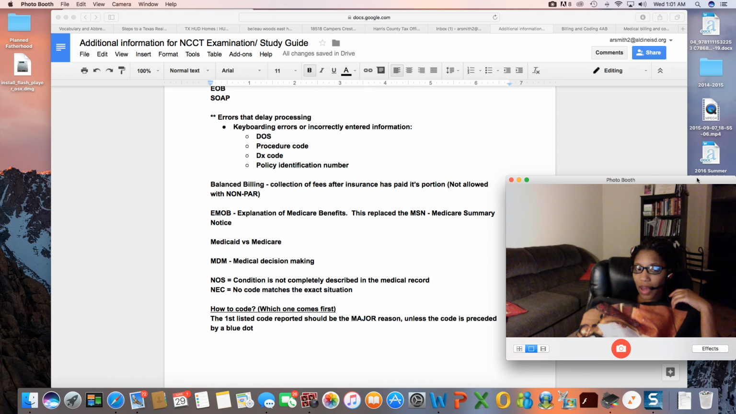We've talked about how to code as far as which one comes first. The first listed code reported should be the major reason a patient reports to the doctor's office unless the code is preceded by a blue dot. And we talked about the blue dot. If you need to refer to your ICD-10 book and look at the blue dot, I would recommend that you do so.